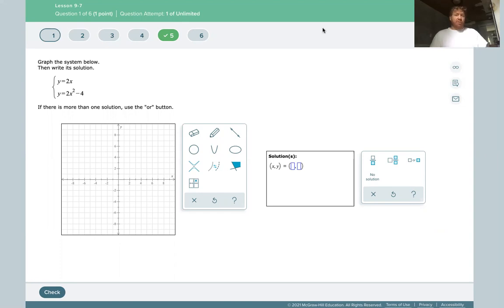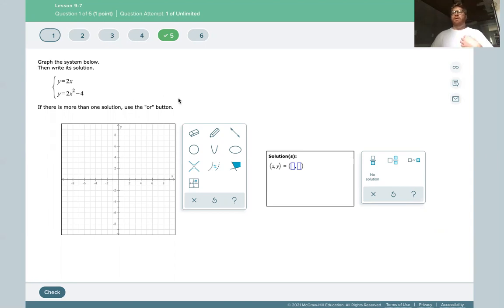I'm going to do two of them, but these will model what you'll see for the first three problems on your assignment. All right, where you're graphically solving this system of equations, where one of them is a linear equation and one is a quadratic equation. So we've got y equals 2x and we've got y equals 2x squared minus 4.